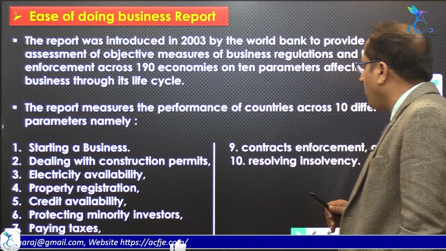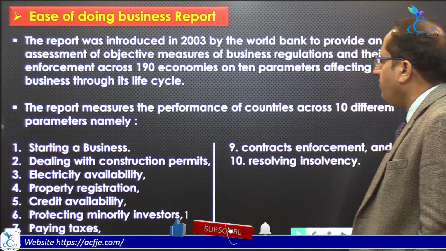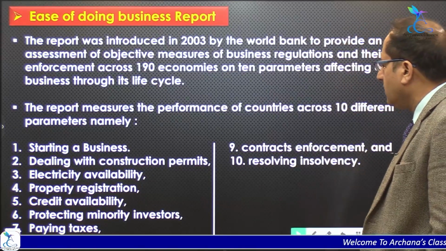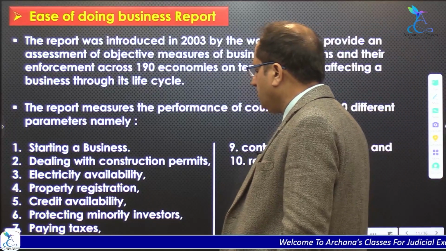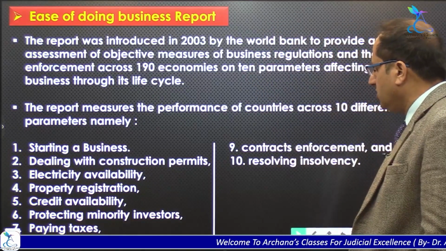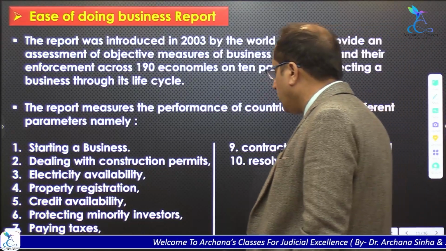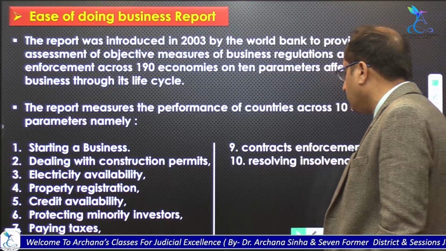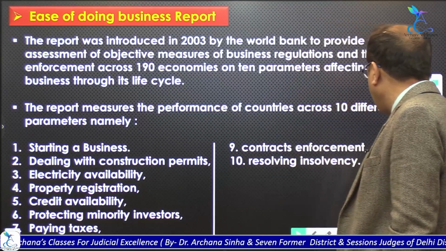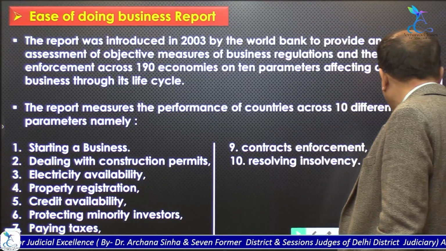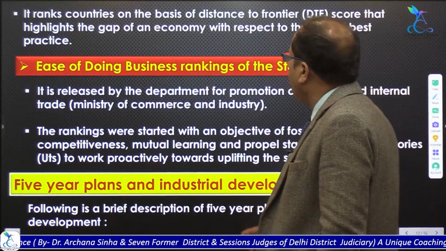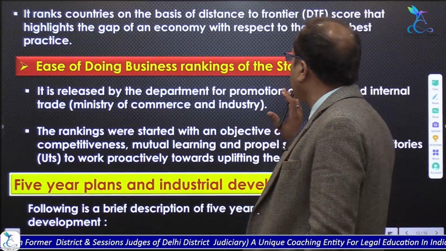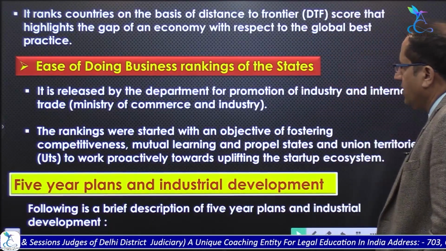The report measures the performance of countries across 10 different parameters, namely starting a business, dealing with construction permits, electricity availability, property registration, credit availability, protecting minority investors, paying taxes, trading across borders, contract enforcement, and resolving insolvency. Next, it ranks countries on the basis of a distance to frontier score that highlights the gap of an economy with respect to global best practices.